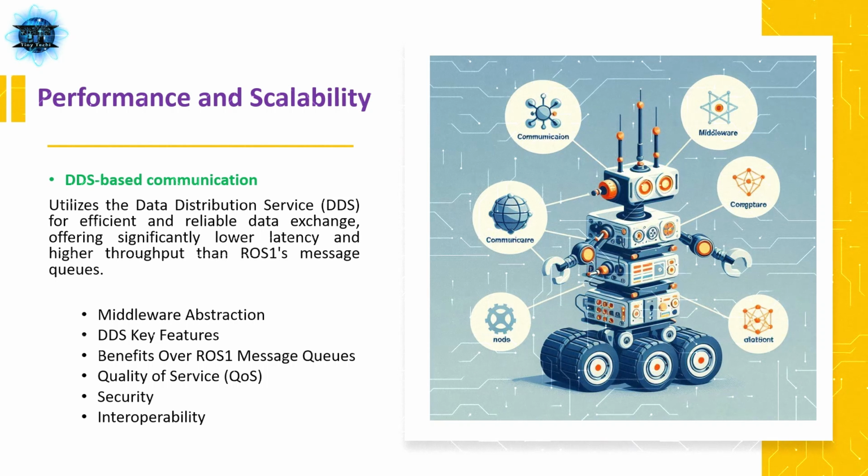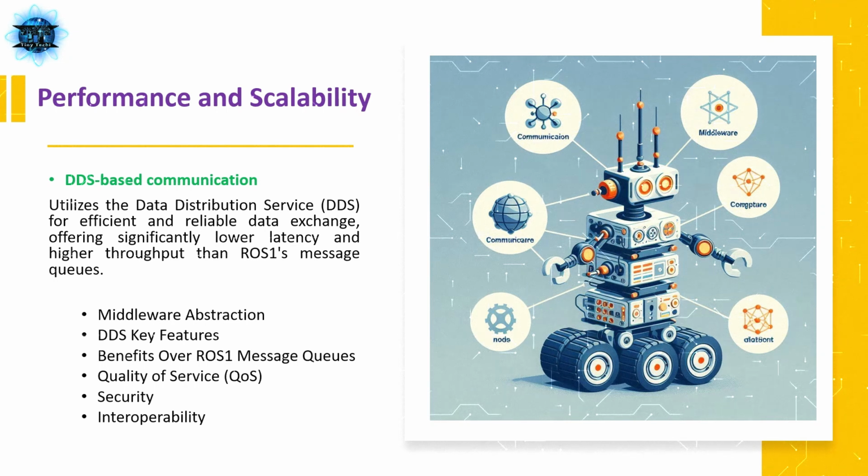And higher throughput. What is higher throughput here? Throughput is like how much information can be sent at once. DDS allows robots to handle lots of data without slowing down. Why does it matter? For robots that need to process lots of information, like detecting obstacles or making decisions. That is about throughput.